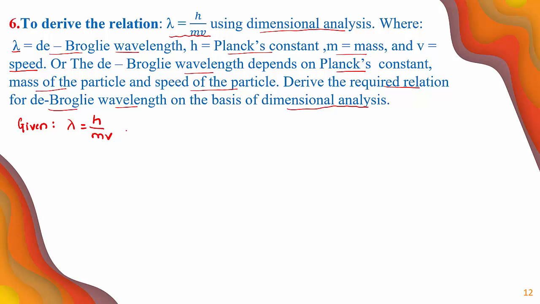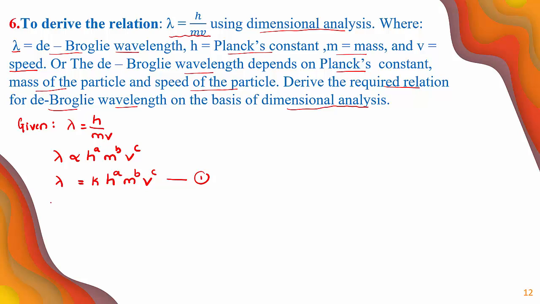Given equation is lambda equal to h divided by mv. What is the first step? You have to write in the form of proportionality. Lambda is proportional to h raised to a, m raised to b, v raised to c. Or we can write lambda equal to k, the proportionality constant or dimensionless constant k, times h raised to a, m raised to b, v raised to c. Let us take it as equation number 1.